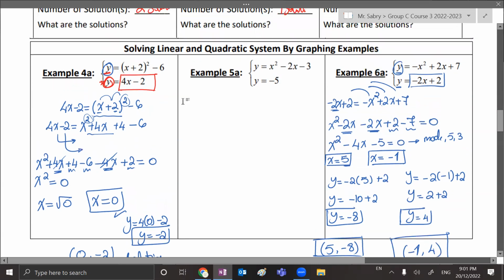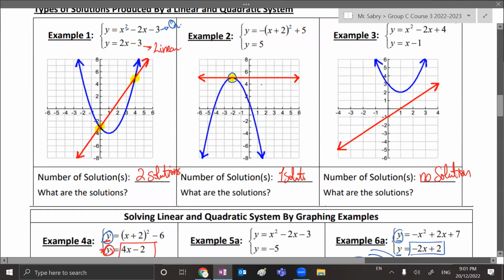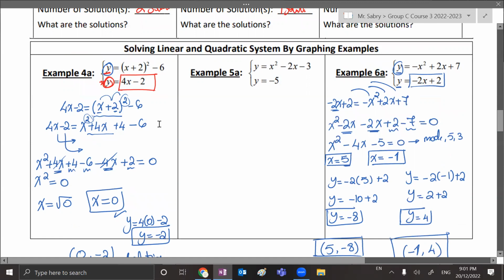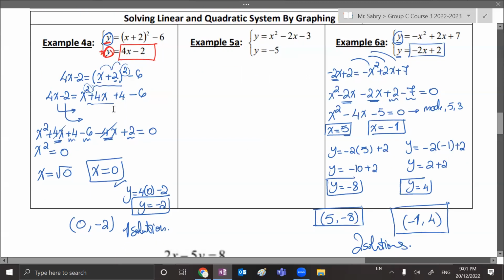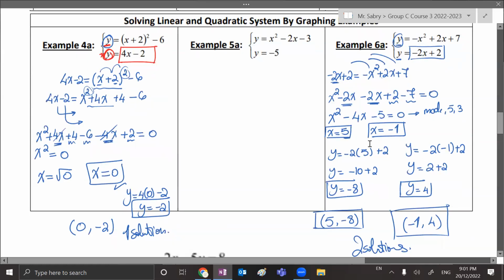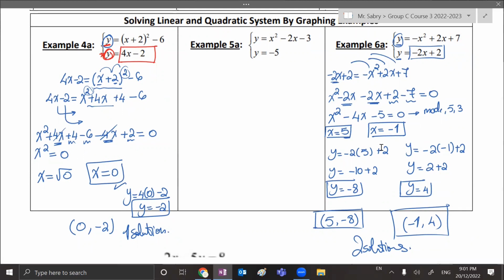So as I said earlier, sometimes I will have one solution like this, and sometimes I will have two solutions like this. We now did the first example on one solution only, which is this one. I got 1 x and 1 y. And then we did another example on two solutions, when I get 2 x's and 2 y's. This is very important again.